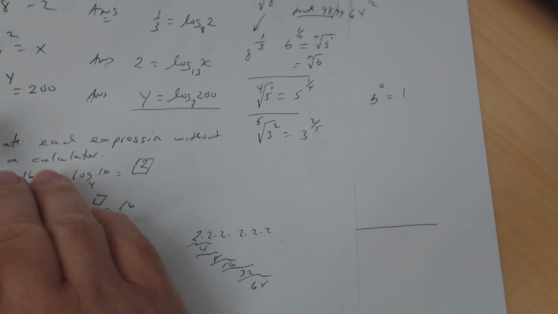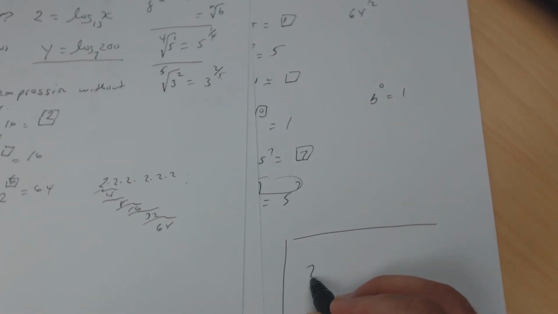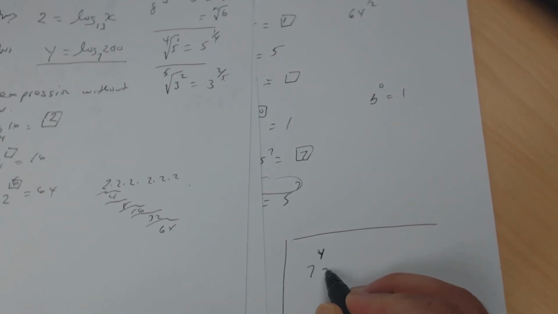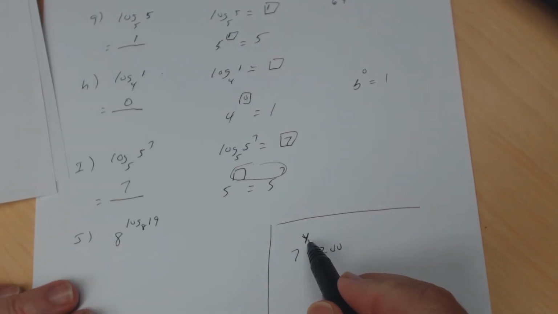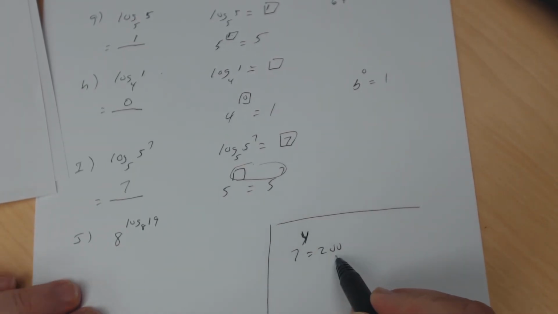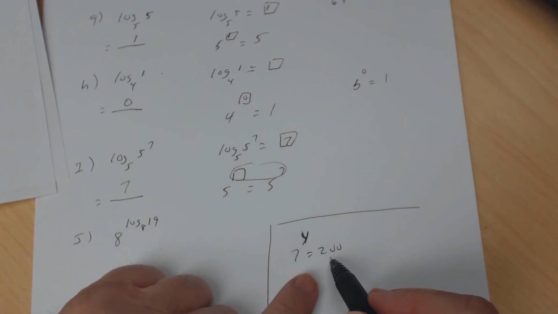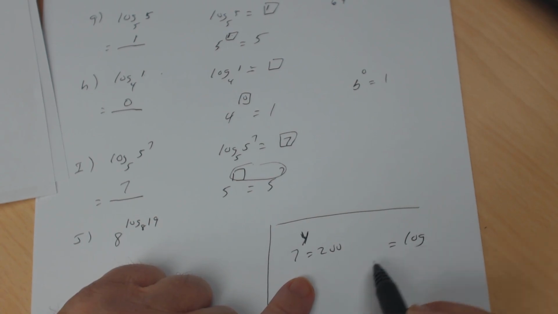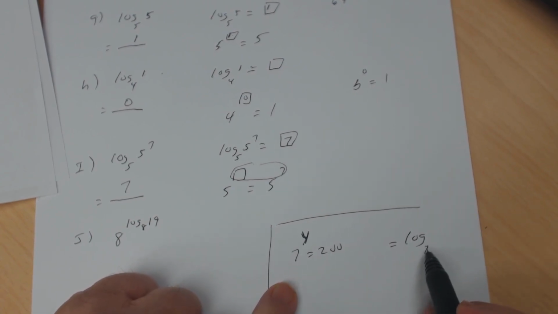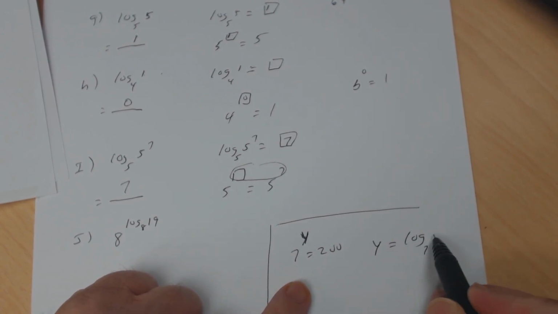Earlier we had 7 to the y power equals 200, and you want to change this to a log expression. So we'd say log, the base is 7, the exponent is y, and the argument would be 200. Okay?